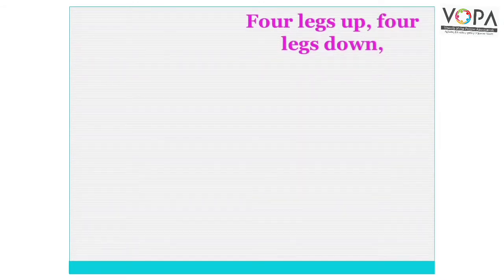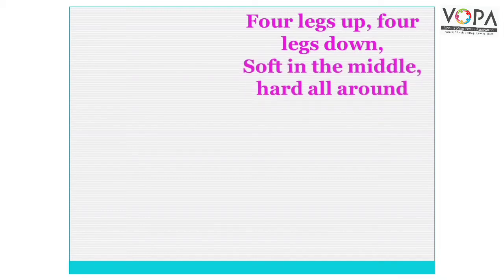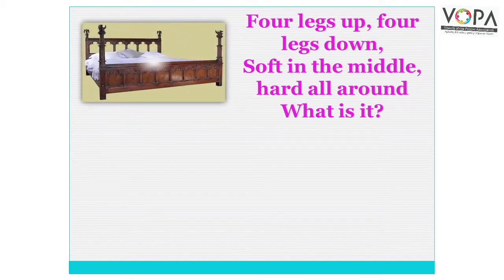Four legs up, four legs down. Soft in the middle, hard all around. What is it? Listen once again. Four legs up, four legs down. Soft in the middle, hard all around. What is it? The answer is bed. A bed.